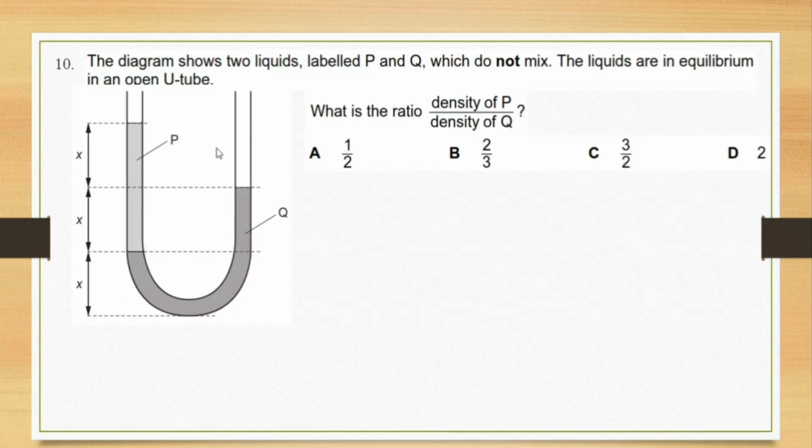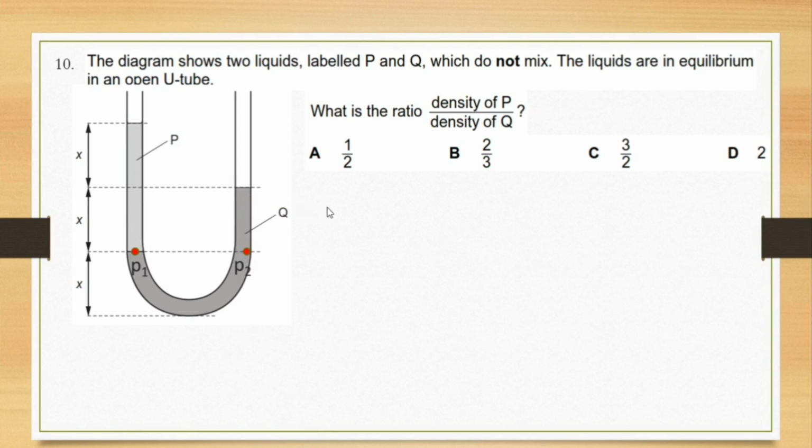Number 10. The diagram shows two liquids labeled P and Q which do not mix. They do not mix because their densities are not the same. The liquids are in equilibrium in an open U tube. So this is a U tube, and we can see that there is pressure at this point. I call this P1. That will be the same as the pressure there, P2. And this P1 is due to the liquid above it. This P2 is due to the liquid above it, which they are not the same.